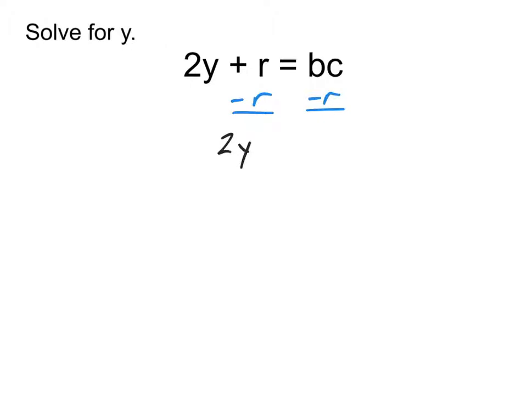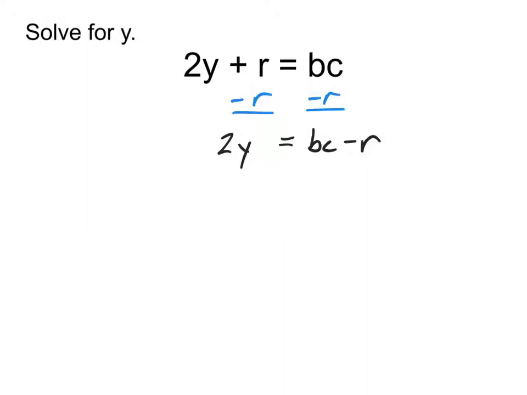So then on the left side, I'm left with just 2y. On the right side, if I do BC minus R, what does that equal? Well, just BC minus R. That is what it equals. There's no way that we can simplify it past that because the variables are different in both of those terms. So there's no way to combine them through subtraction.